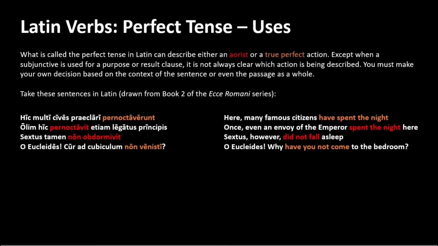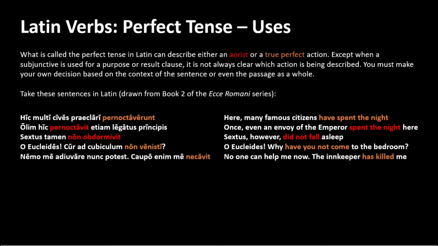Here is a statement that Sextus makes in the same story when he realizes that he is completely alone. In the book it's in quotation marks. O Euclides, cur ad cubiculum non venisti? O Euclides, why have you not come to the bedroom? You don't translate it as why did you not come to the bedroom, because the night is not yet over. There is still the possibility, at least, and certainly there is the desire, that Euclides should come to the bedroom and keep poor Sextus company, and so in this case we use a true perfect.